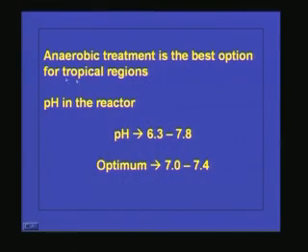So, whatever we have discussed so far, we can make sure that anaerobic treatment is the best option for tropical regions, because in tropical regions the temperature available will be, in all seasons, around 30-35 degrees centigrade. At this temperature the reaction rate will be maximum and we will get maximum efficiency. The pH in the reactor we have to maintain between 6.3 and 7.8, and the optimum pH is 7 to 7.4.